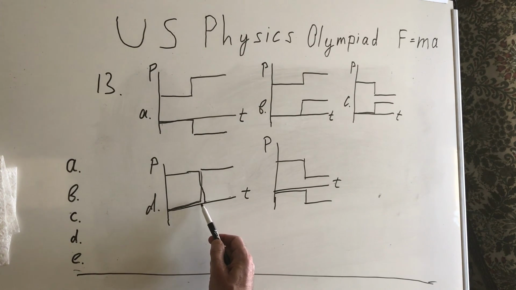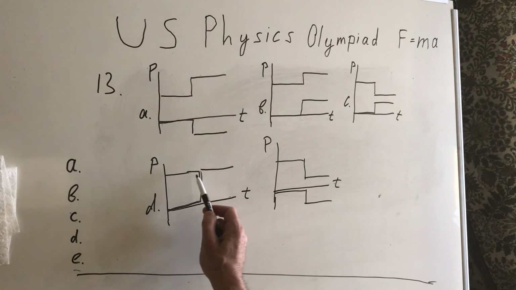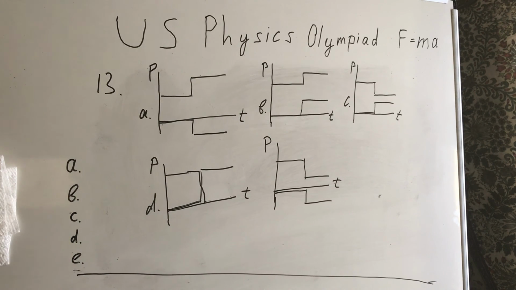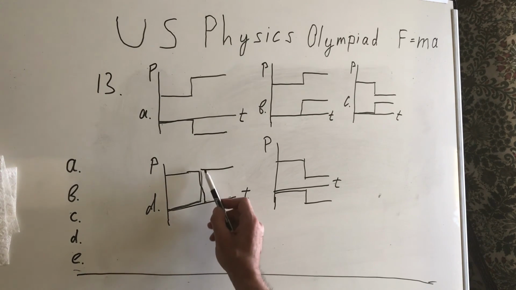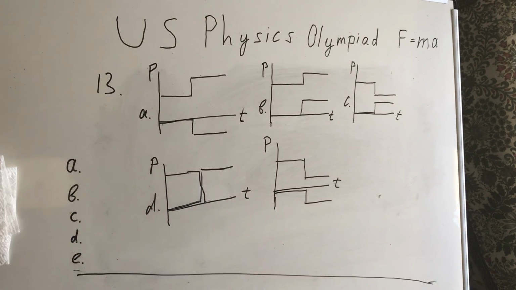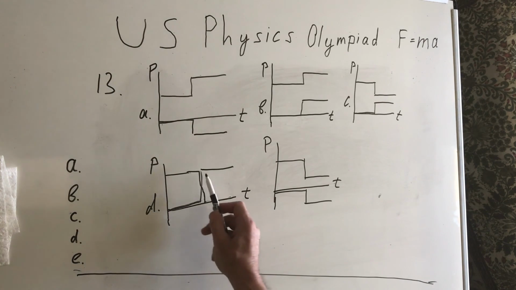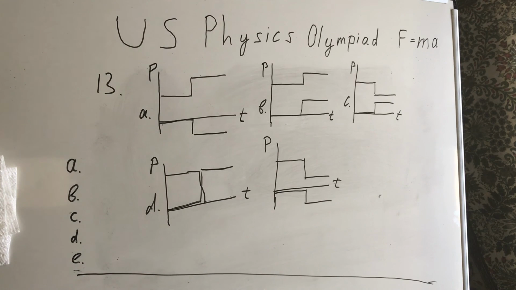Second particle not moving, first particle has momentum p. After a short collision, the second particle moves with the same momentum as the first particle before collision, and the first particle just stops. So D is the correct answer.